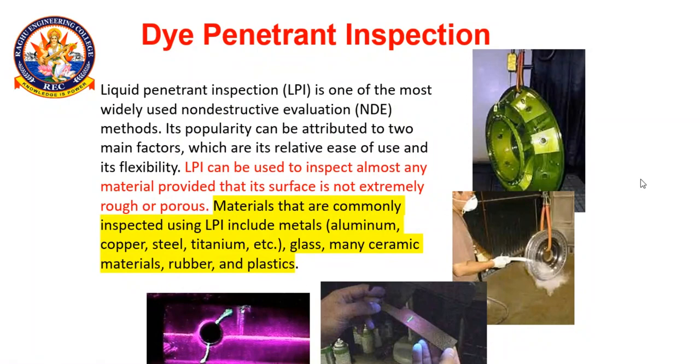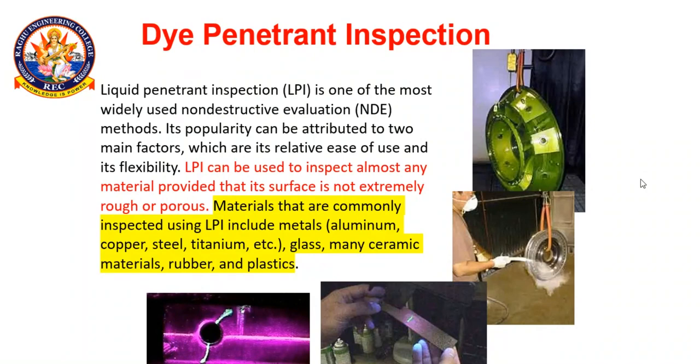One of the important things we have to take care of is that the surface should be very, very clean. It should be free from dust, dirt, grease and paints and other things. So surface preparation is very, very important in dye penetration testing. Materials commonly inspected using this testing are aluminum, copper, steel, titanium, glass, many ceramic materials, rubbers, and plastic. Every material we can test with dye penetration testing.